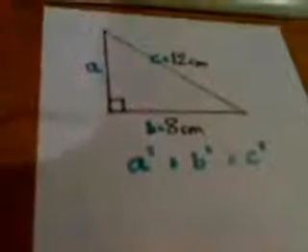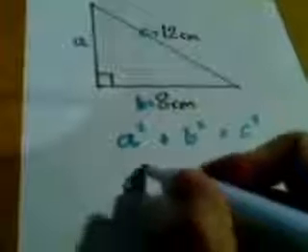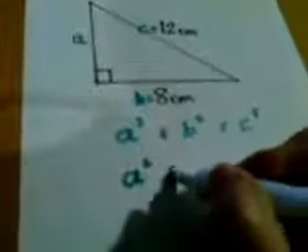So now let's substitute the values we know into our formula. So we've got a squared, that remains the same. In place of b squared, I'm going to put the 8, so I've got 8 squared. And in place of c, I've got 12, so that'd be 12 squared. I'm now going to work out each value I know. So a squared, and 8 squared is 64, and 12 squared is 144.